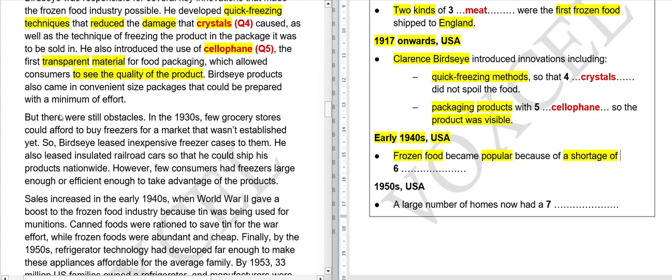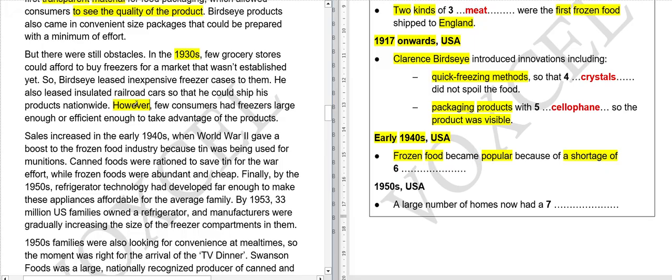1940. But there were still obstacles. In the 1930s, few grocery stores could afford to buy freezers for a market that wasn't established yet. So here's something about the 1930s, but we want to find the 1940s. Birdseye leased inexpensive freezer cases to them. He also leased insulated railroad cars so that he could ship his products nationwide. However, few consumers had freezers large enough or efficient enough to take advantage of the products. But this was not successful in the 1930s.